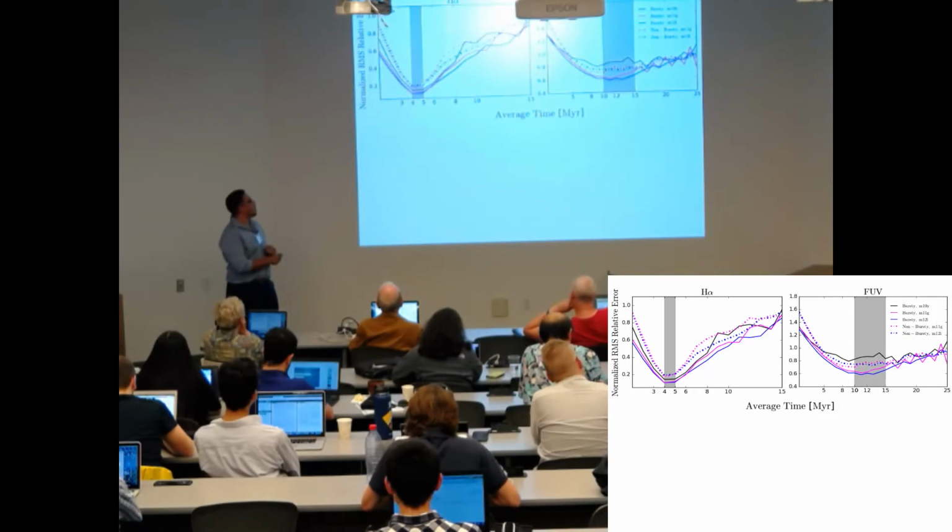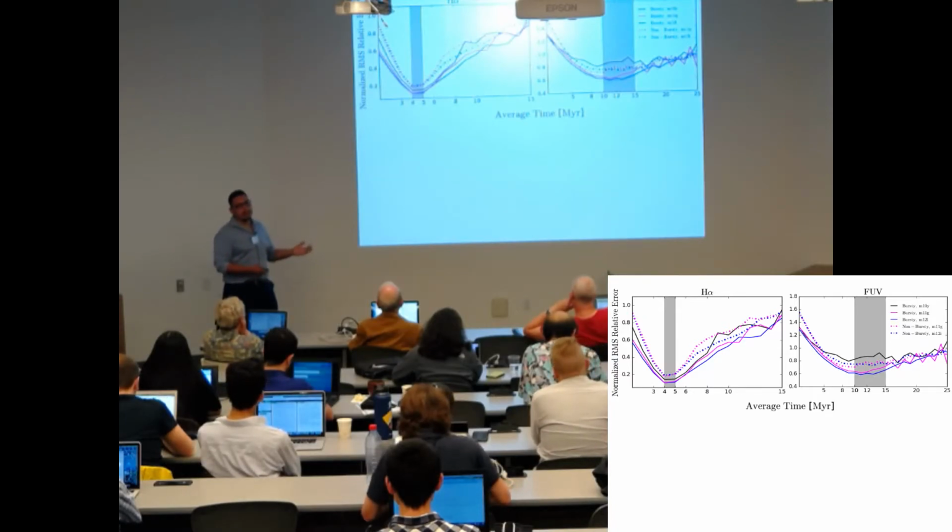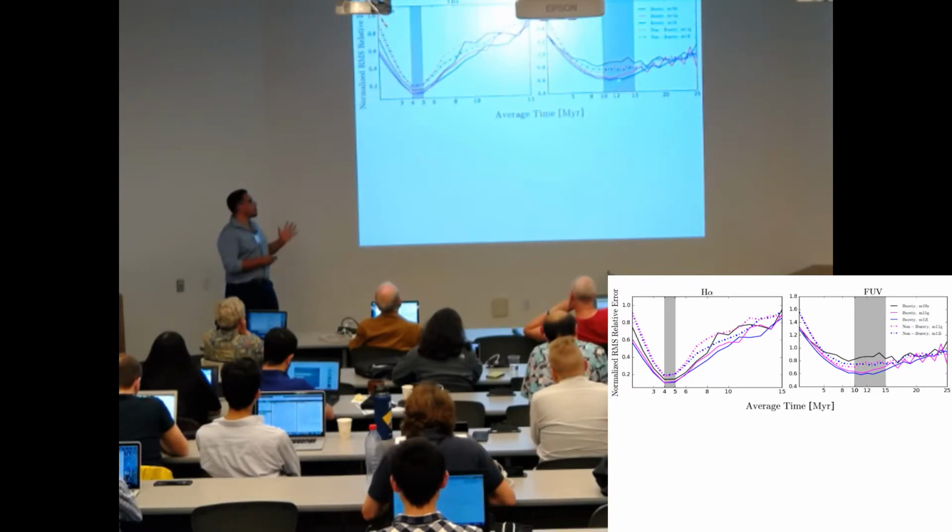And we see that for H-alpha, around 4 million years to 5, we notice the minimum scatter, meaning that the true star formation rate is mimicking that of the indicator. And for FUV, it's, again, not so subtle, but it seems to be happening around 10 to 15 million years or so.